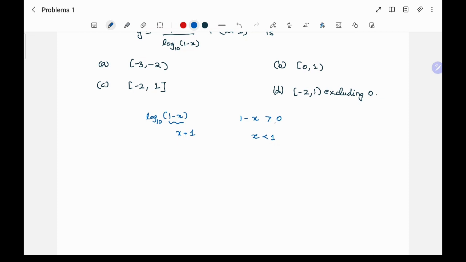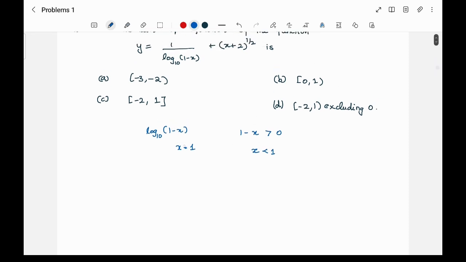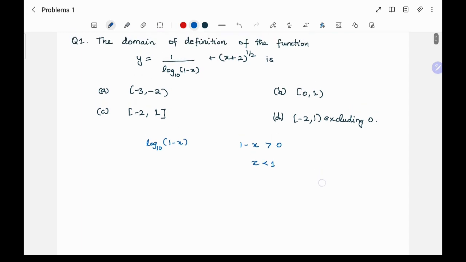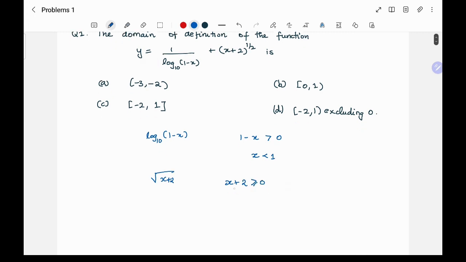So 1 minus x is greater than 0. For log, this is strictly positive. It cannot be 0 also. So this is one thing, okay? And then this is nothing but the root function, right? For the square root function also we should have a positive number. But here square root of 0 is nothing but 0, so it can be greater than or equal to 0. So what you have is x greater than or equal to minus 2, right?